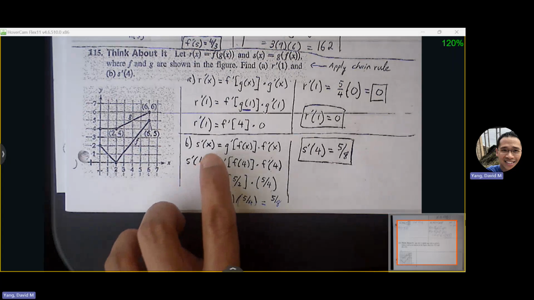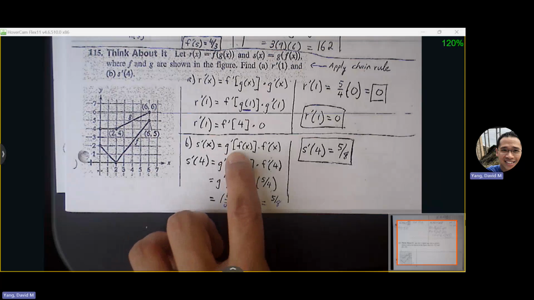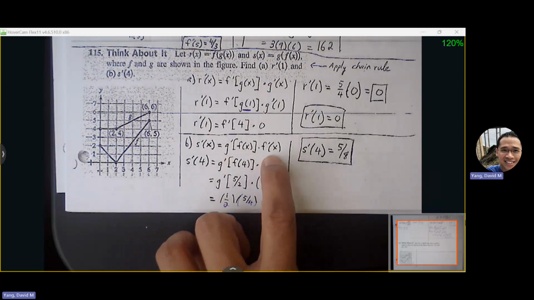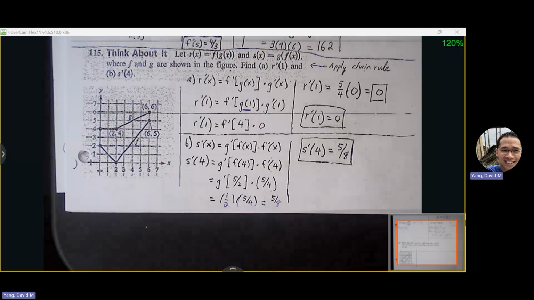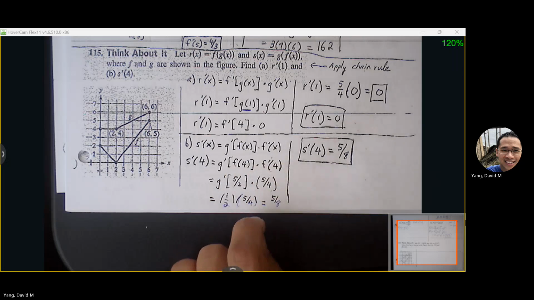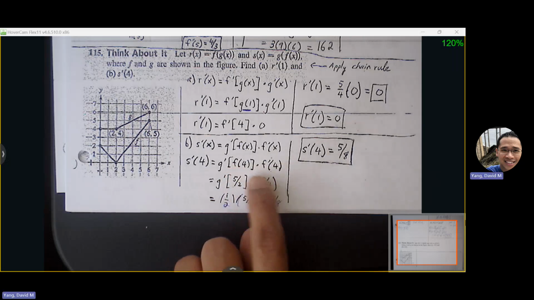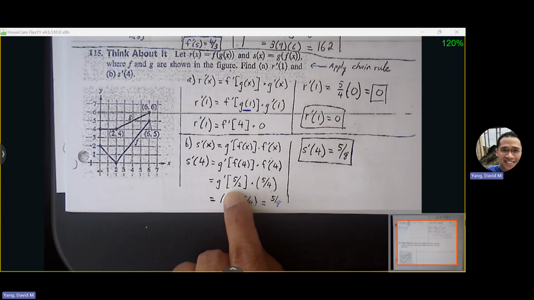Part B, S prime of X. So outside's derivative, G prime first, and then the inside's derivative, F prime. Make sure that you don't do G prime of F prime. There's always that inside portion that is going to remain unchanged until after we get out of the outside portion, and we can have the inside be its own derivative in its own space. Okay. Replace f of 4 with the y value.